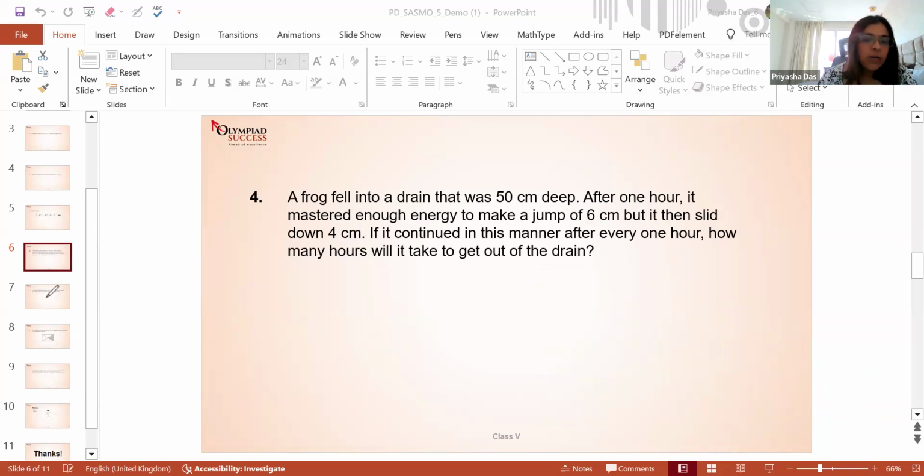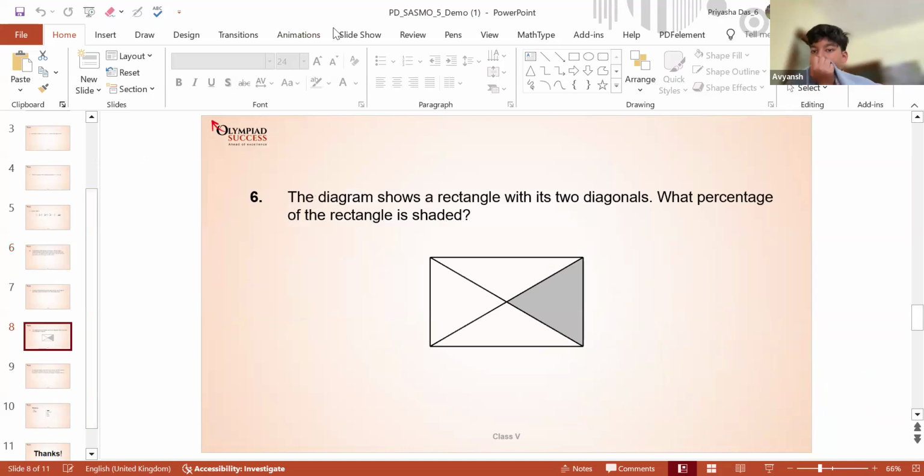Let's try another question. Here we go. The diagram shows a rectangle with its two diagonals. What percentage of the rectangle is shaded? That's actually a theoretical question, Avyansh. If you know the theory, you can answer it in a fraction of a second. But if you don't know it, you will make a note of it. Simple.